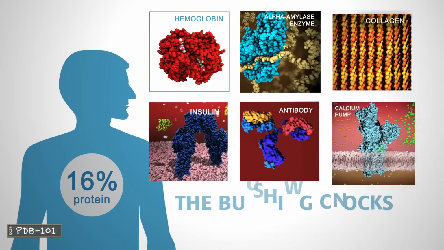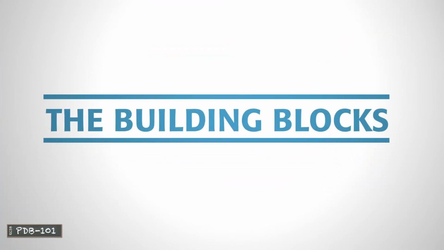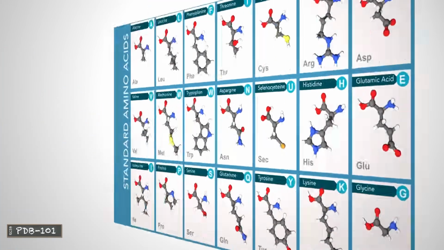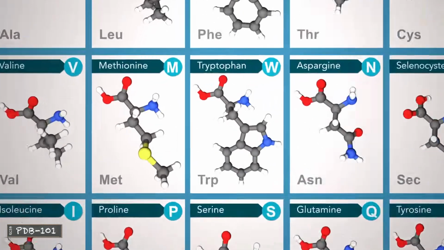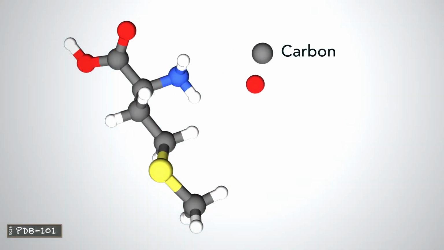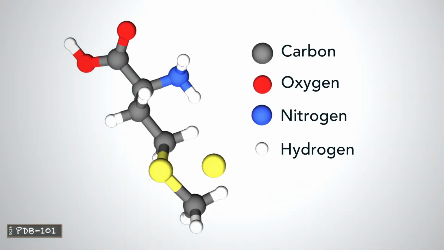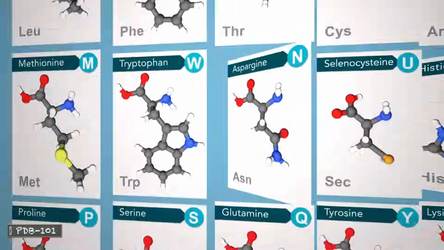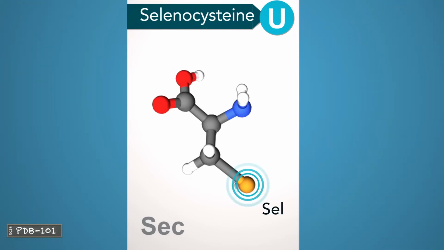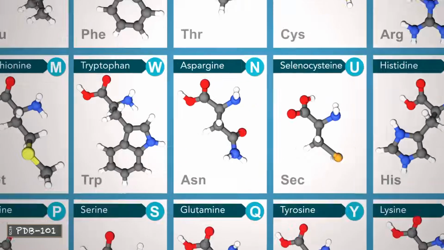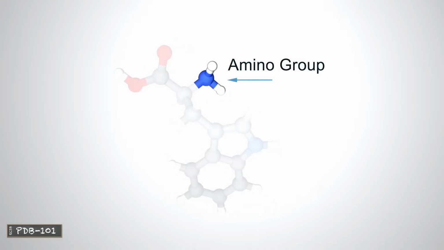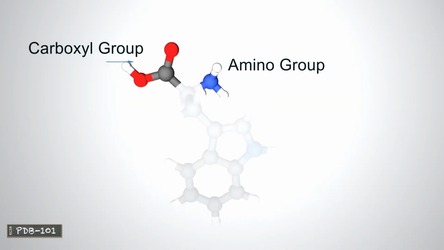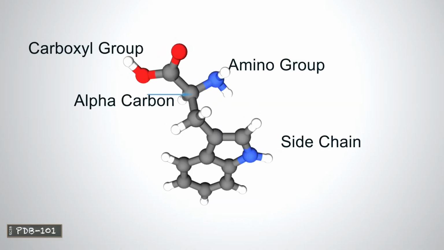Despite this wide range of functions, all proteins are made out of the same 21 building blocks, called amino acids. Amino acids are made of carbon, oxygen, nitrogen, and hydrogen atoms, and some contain sulfur atoms. Selenocysteine is the only standard amino acid that contains a selenium atom. These atoms form an amino group, a carboxyl group, and a side chain, all attached to a central carbon atom.